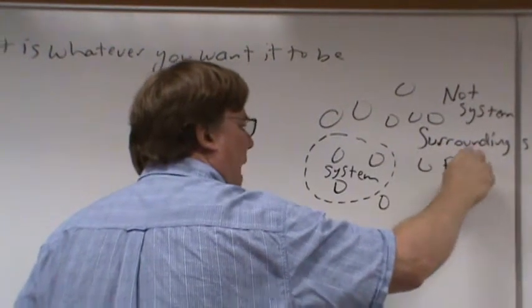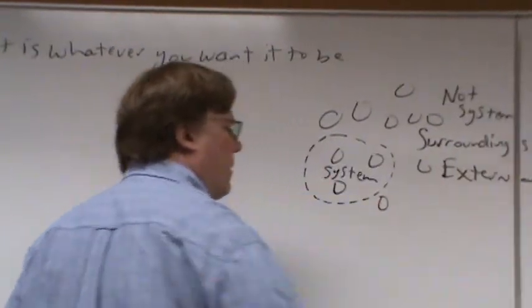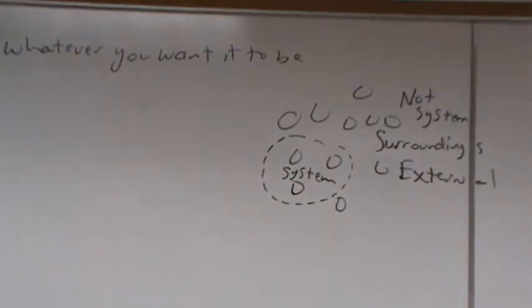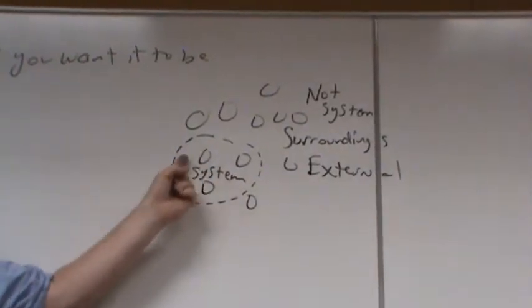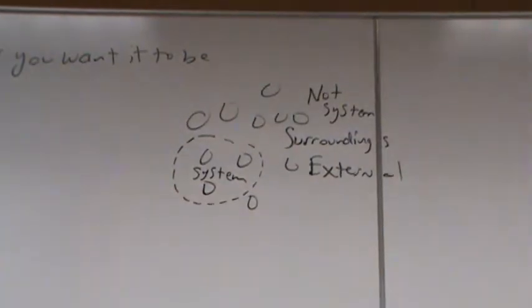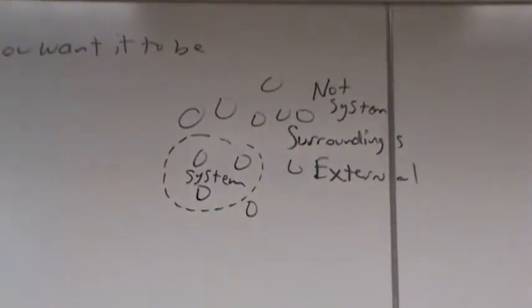We call it external to the system. We call it the universe. But if this is my system, everything happening inside the system is internal to the system. So there it is. You've defined your system and you've defined your surroundings.